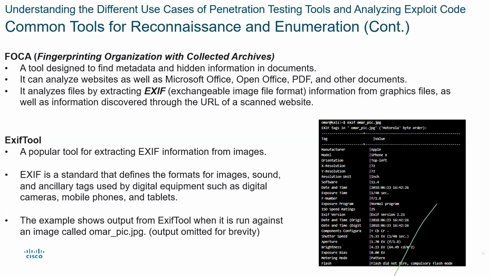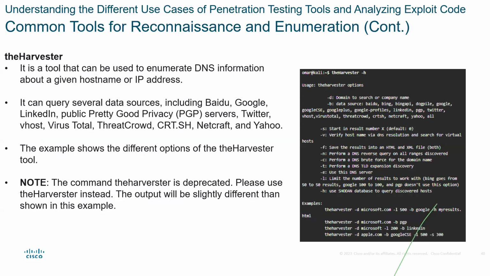Okay, so this is a fingerprinting organization with collated archives. That's FOCA. These are other tools for reconnaissance. All of these are tools that you can use. I'm not going to be going through them all, because I want to focus on explaining some things, especially those steps with respect to tool analysis, code and tool analysis. That's what I want to look at.